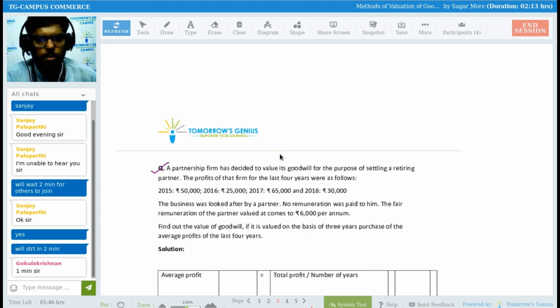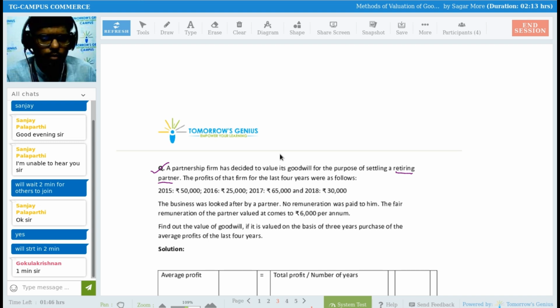See, a partnership firm has decided to value goodwill for the purpose of settling a retiring partner. So there is one retiring partner who is going to leave the partnership firm business, right? So at the time of retirement, we have to pay him back his goodwill amount, and for that purpose, we have to value the goodwill of the firm.